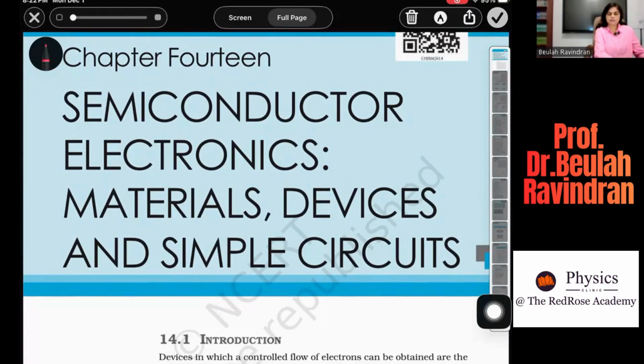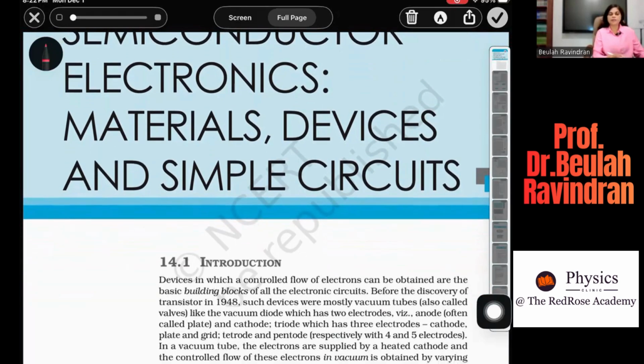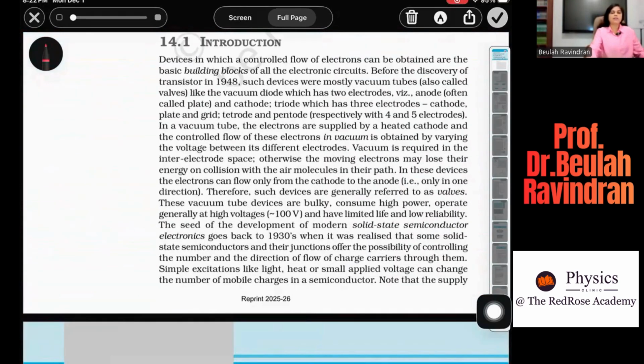Hello, my dear students. Today we'll see semiconductor devices, semiconductor materials, and then we are going to add on some simple circuits also. So it is the chapter given in your class 12 NCERT. So we'll see that today.